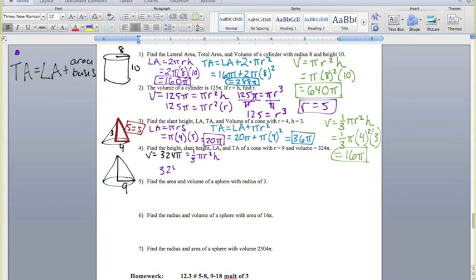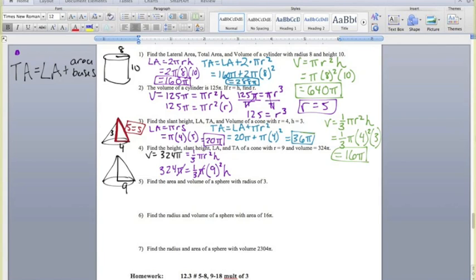So 324 pi is equal to 1/3 pi. The radius we were given is 9, but we weren't given the height. So we can use this equation to solve for our height then. I'm going to begin by dividing a pi off of both sides. So on both sides, just divide it off and that's gone.